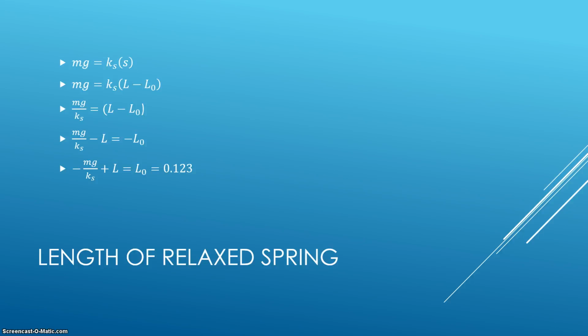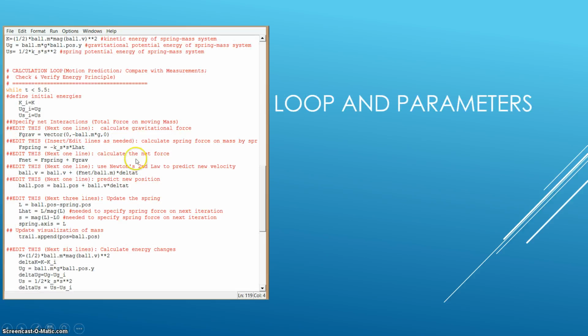The next parameter is the relaxed length, which can be obtained at a point where the object is at rest. If the object and the system are at equilibrium, we know that the sum of the forces acting on the system equals 0. From there, we can equate the weight force, which is equal to mass times g, to the force from the spring. Finally, having this equation established, we can solve for the relaxed length, which is equal to 0.123 meters.